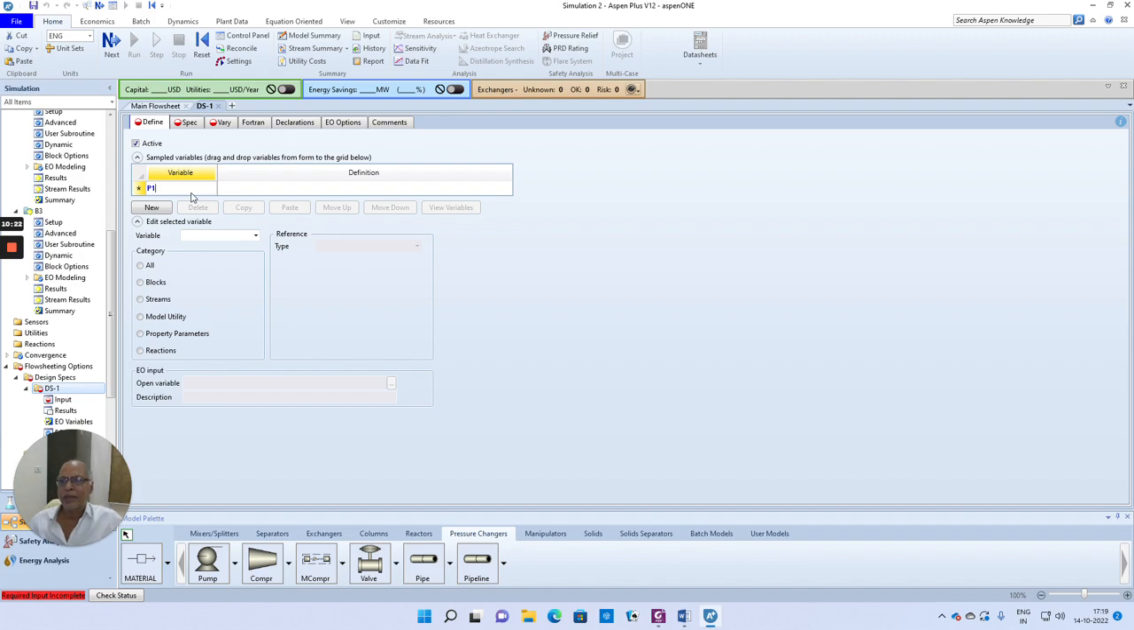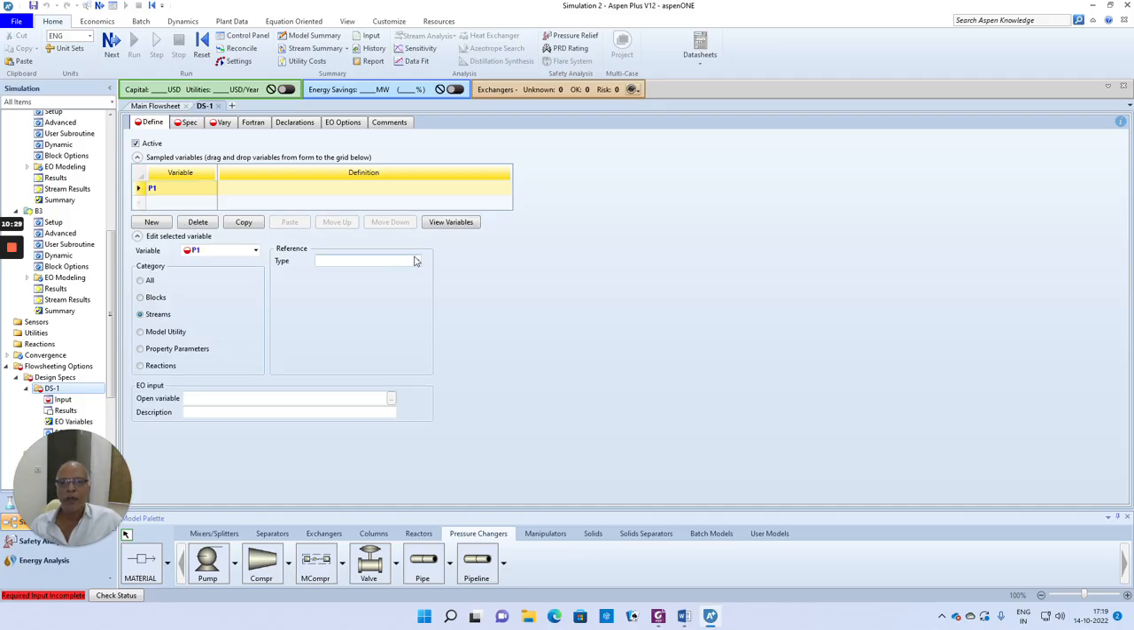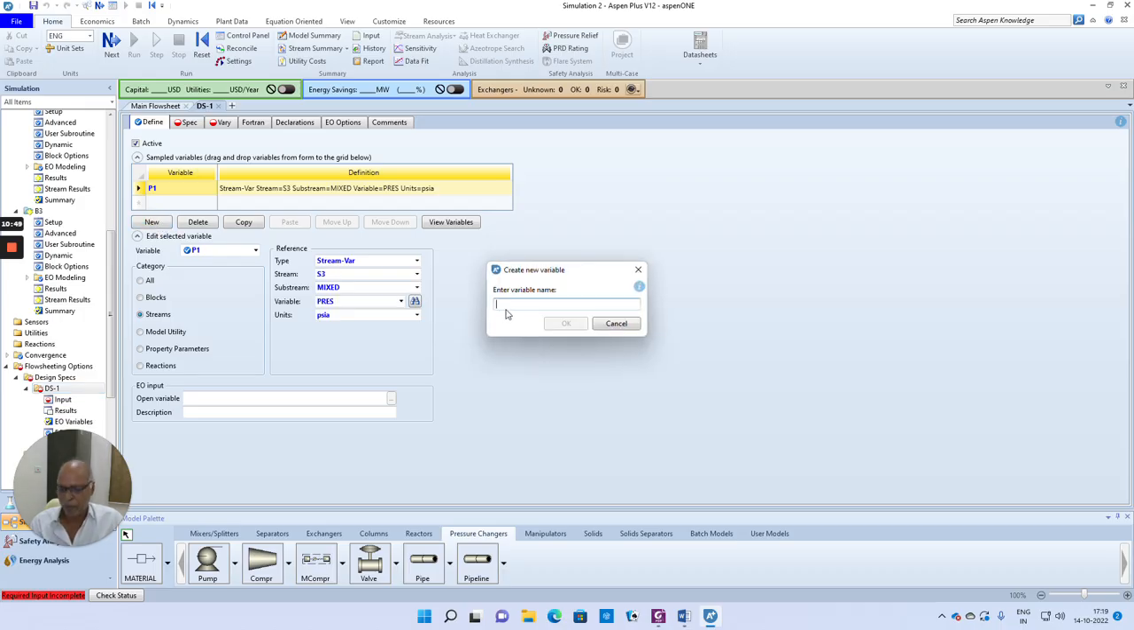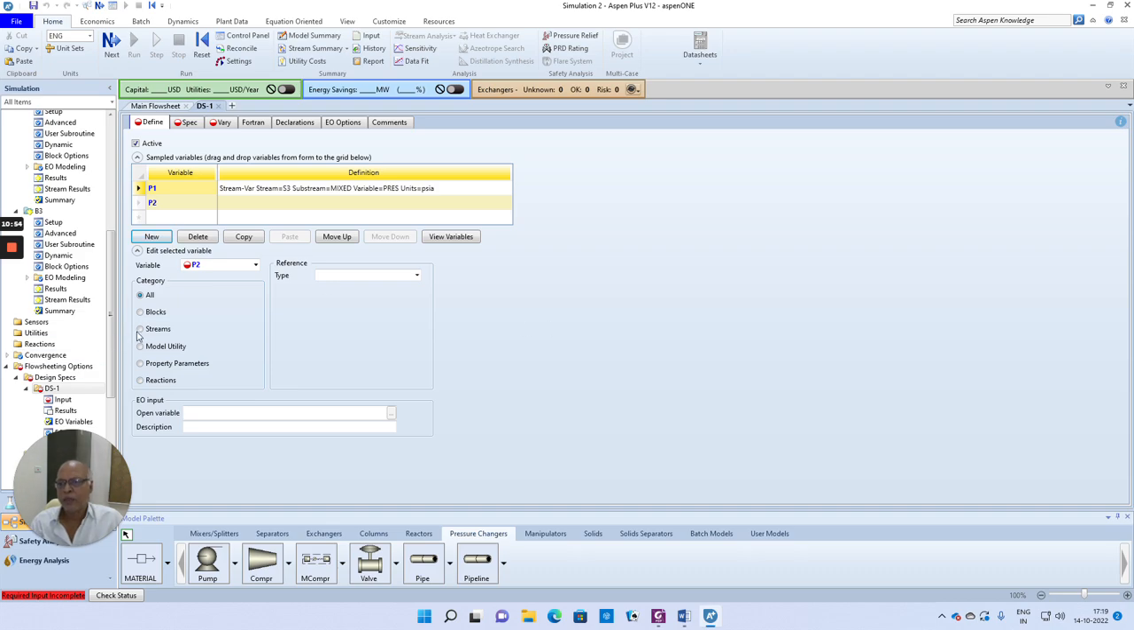So let me define P1 as the exit pressure from the pipe line 1. So this is a stream variable, and the variable you need to select is stream variable. Stream is S3, that is the exit from pipe 1, and the variable is pressure. Okay. So I will also define another variable, say new P2, the exit pressure from the second pipe. This is also a stream variable.